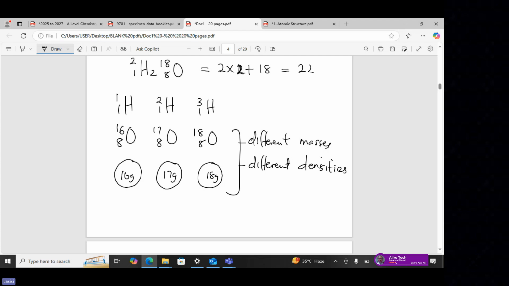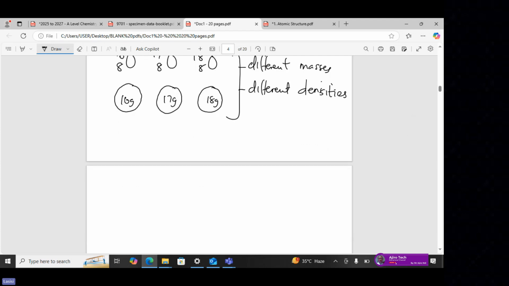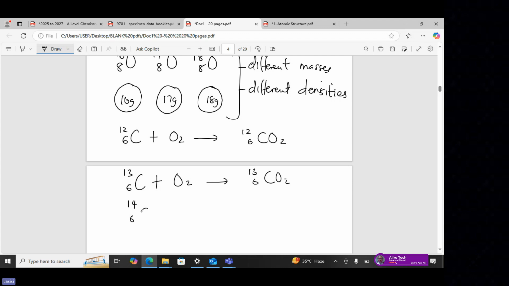Is that okay? The meaning is this. Do you get it? Carbon 12 plus oxygen, we give you carbon dioxide. Carbon 13 plus oxygen, we give you what? Carbon dioxide again. Carbon 14 plus oxygen, we still give you carbon dioxide.